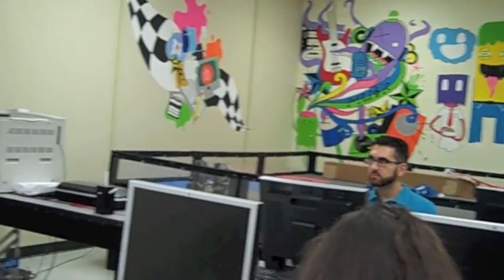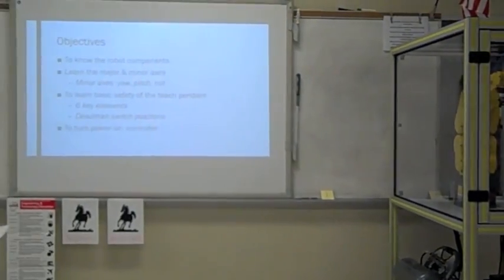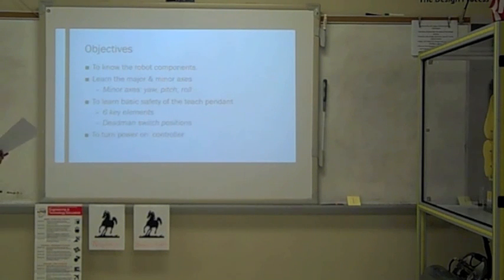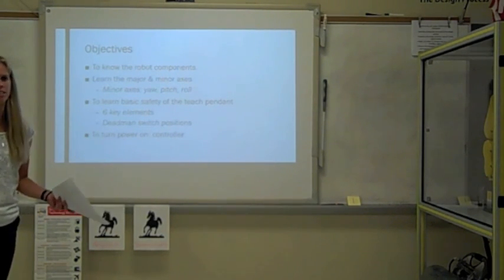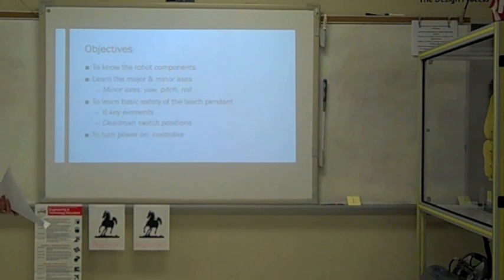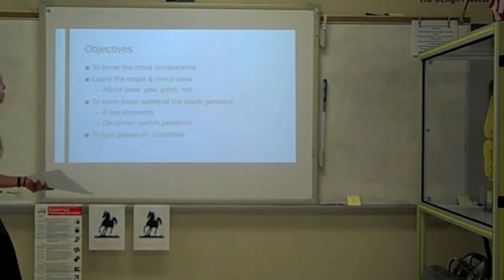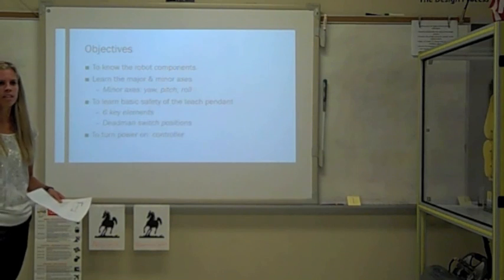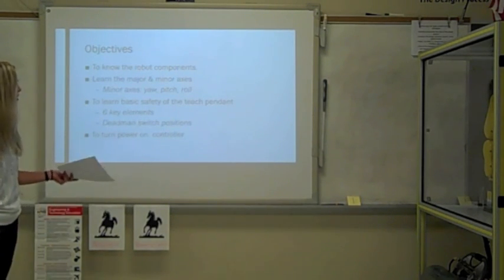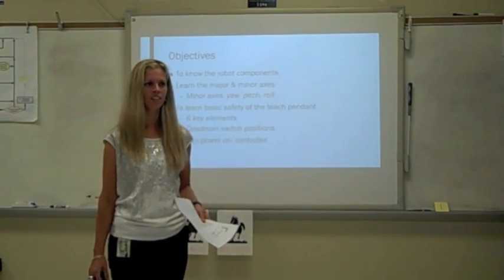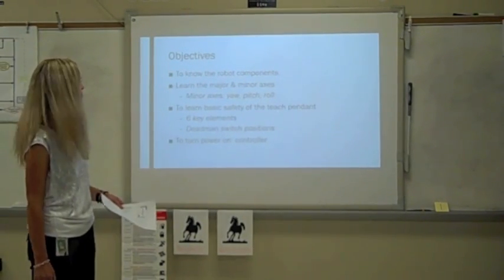So our objectives today: to know the robotic components, to learn the differences of the major and minor axes, and more specifically what the minor axes are, which is yaw, roll, and pitch. To also learn about the basic safety of the teach pendant, the 6 key elements and the dead man switch positions, and to turn the controller on. So very basic, and hopefully you get all this fulfilled today.